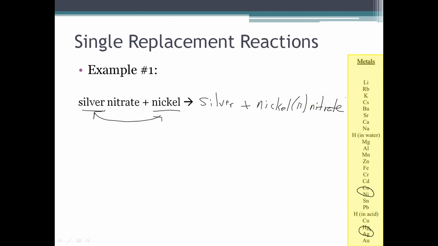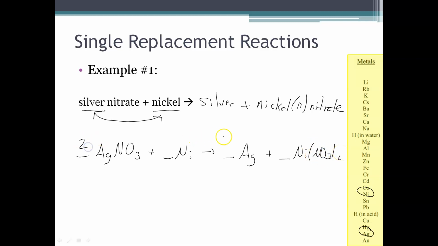All that you have to do now is write formulas and balance, which is old news. So let's go through that real quick. Silver nitrate, AgNO3, plus nickel yields silver, which is just Ag, plus nickel 2 nitrate, so that's Ni(NO3)2. To balance it, put a 2 in front of the AgNO3 and a 2 in front of the Ag, leave the rest blank, and you're done. So that's how single replacement reactions work.